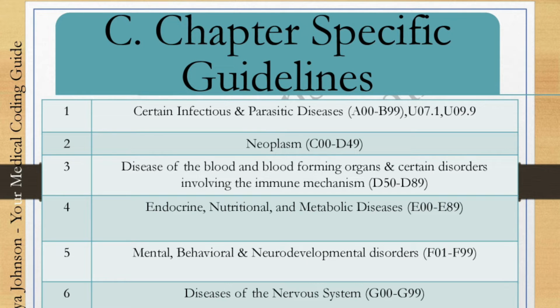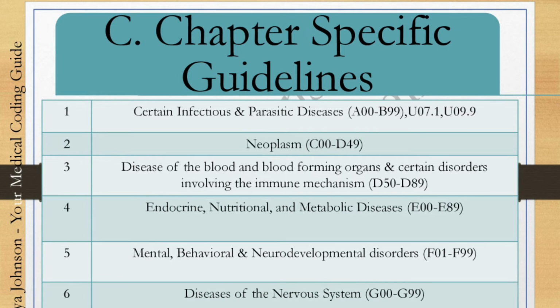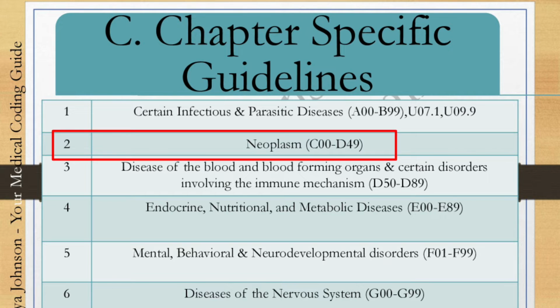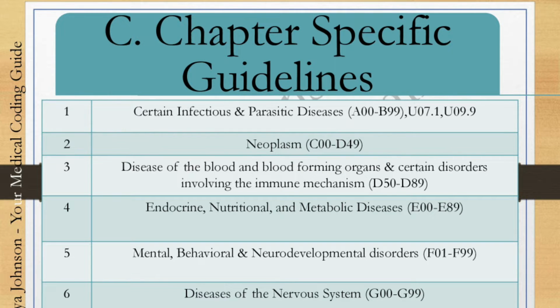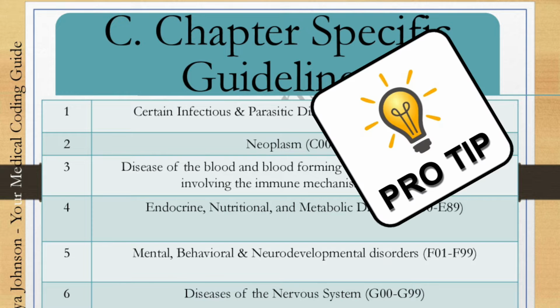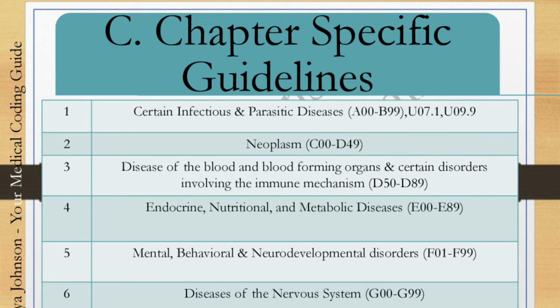Let's dive in. In today's video, we're going to see chapter 2 under the C section of chapter specific guidelines, which is Neoplasms. The series starts from C00 to D49. Why do I emphasize the series? Because if you know which series contains which type of conditions, diseases or symptoms, it will be very useful for you while doing the examinations.